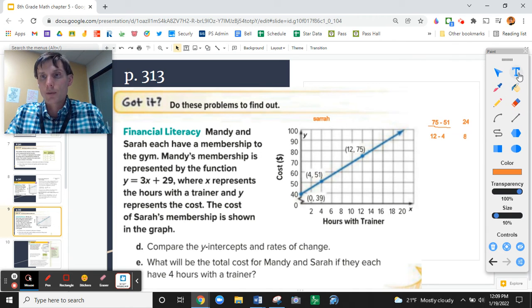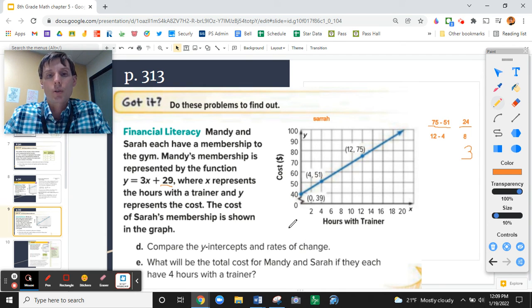If we were to simplify that, 24 divided by 8 is just 3. So we see this rate of change for Sarah is 3. Okay, so she has this initial cost of $39, and then it's $3 more per hour. Okay, this rate of change of 3. And if we look at Mandy over here, notice her initial cost is going to be $29. So that's really her b. And then our rate of change is also 3.